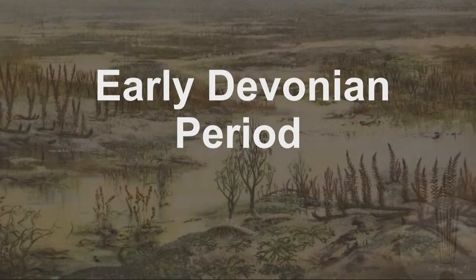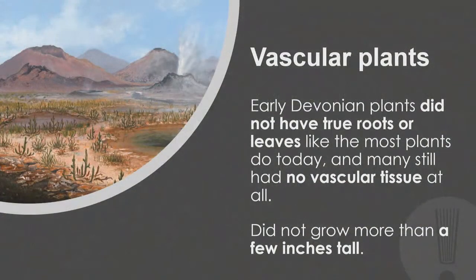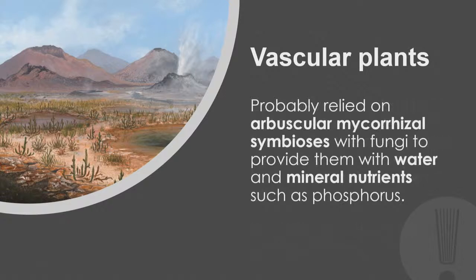So in the early Devonian period, we see these vascular plants. Early Devonian plants did not have true roots or leaves just yet, like most plants do today. Many still had no vascular tissue at all and did not grow more than a few inches.